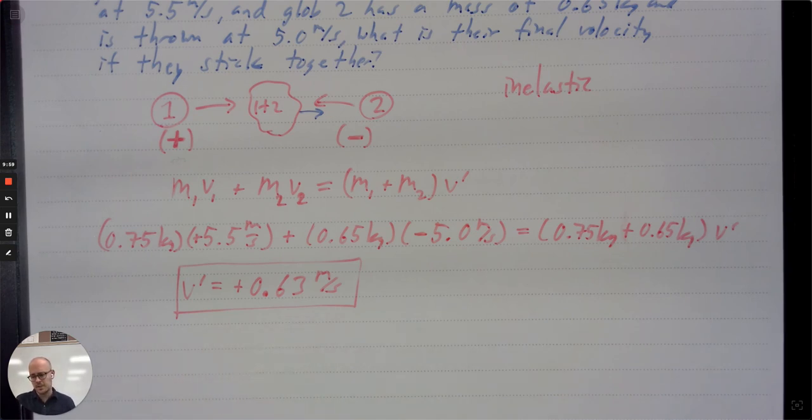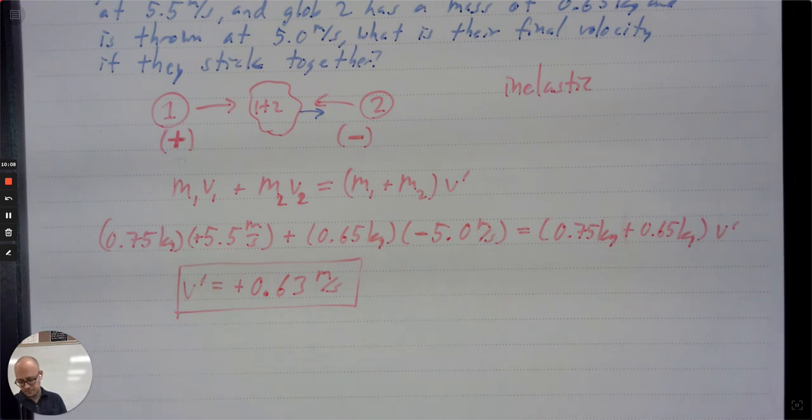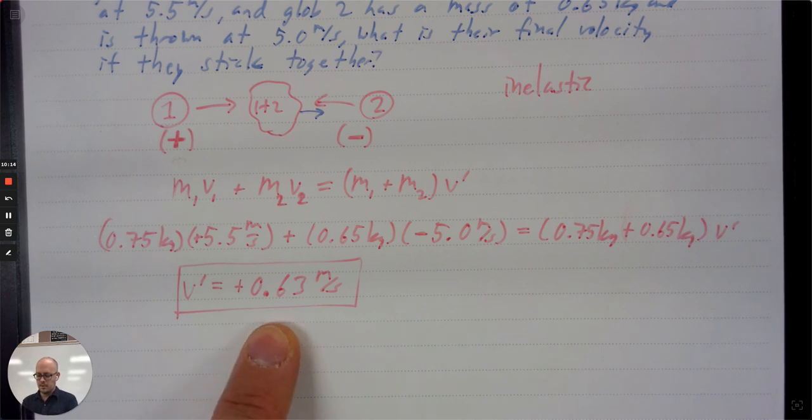And basically that's because the momentum of glob number 1 is greater than that of glob number 2, right? It has a bigger mass and a larger speed. So it's bringing more momentum to the system. And so its momentum dominates and ends up the entire thing having momentum to the right.